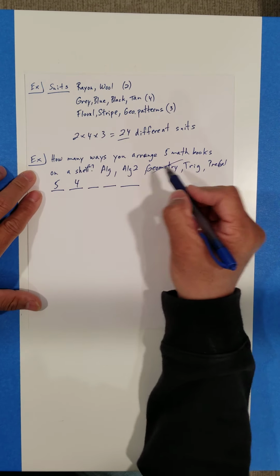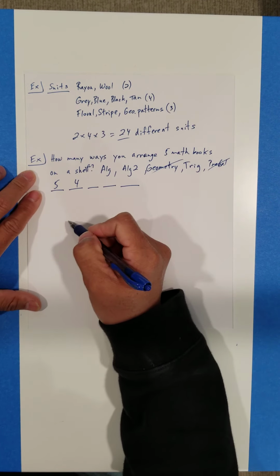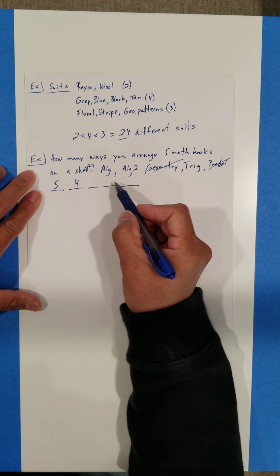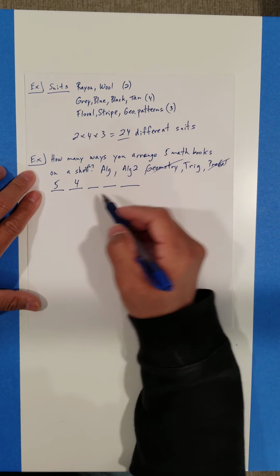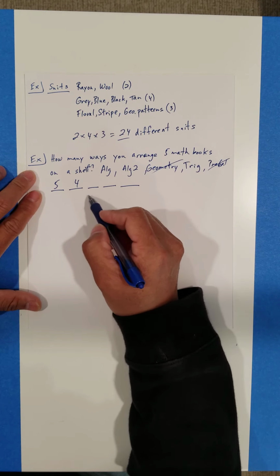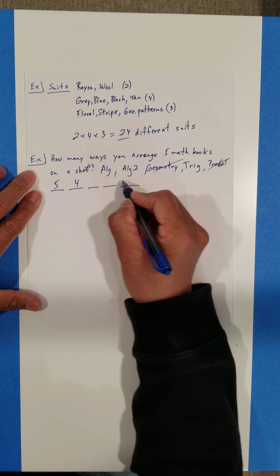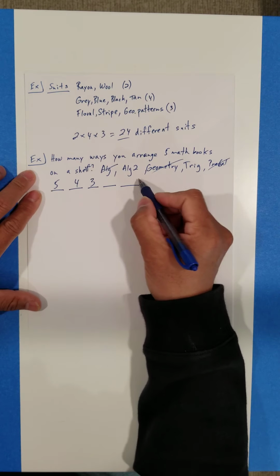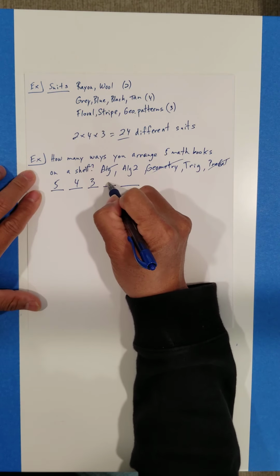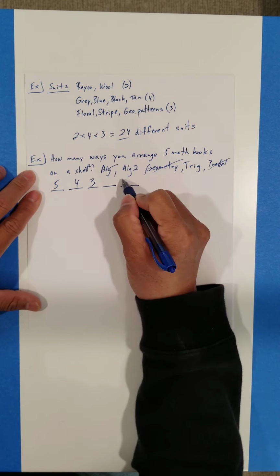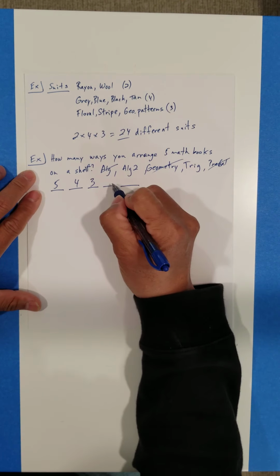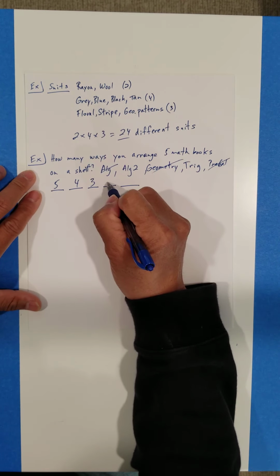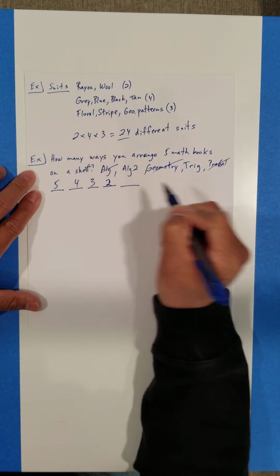Okay, so let's say I put pre-calculus in there. All right, and now I have 3 books in my hand. How many of these books can go in this third slot? 3 choices, right? So I choose algebra. Now there are 2 choices left, either algebra 2 or trig. I'm going to pick trig. So that's 2 choices.